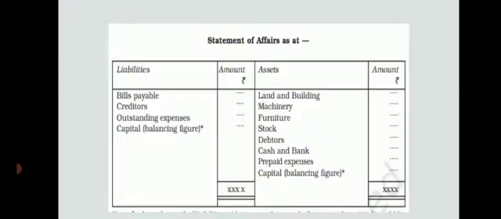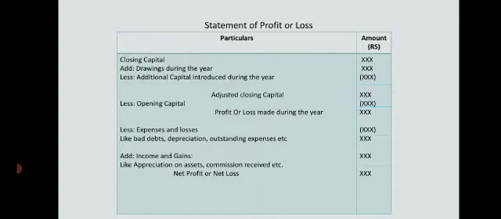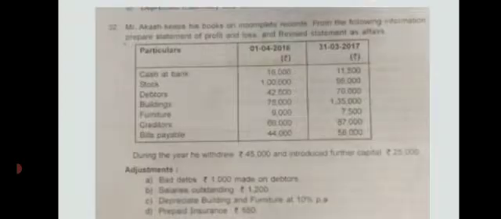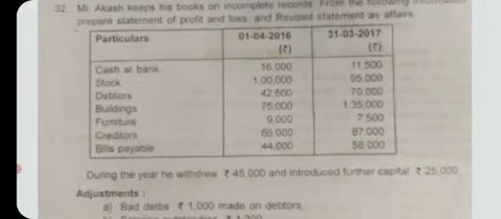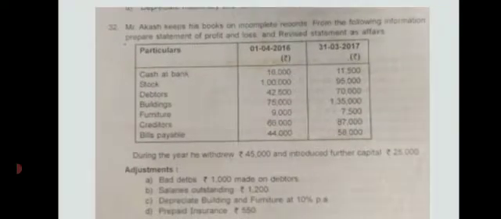So this is the format of statement of affairs. We prepare combined statement of affairs to find out opening capital and closing capital depending upon the problem. Then we prepare statement of profit or loss, and then we prepare the final closing balance sheet. We call it the revised statement of affairs. So this is the problem from the 2019 question paper. Let us read the problem.